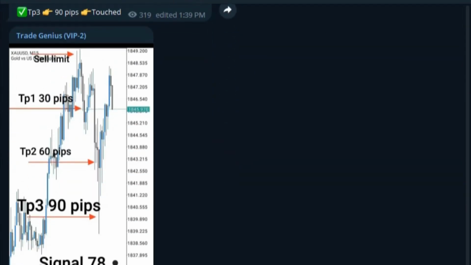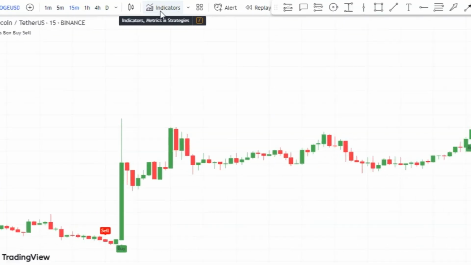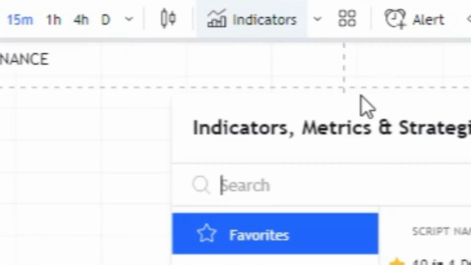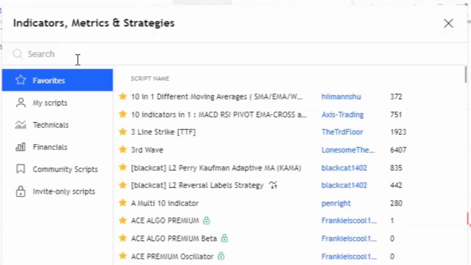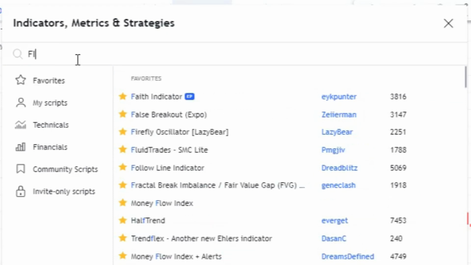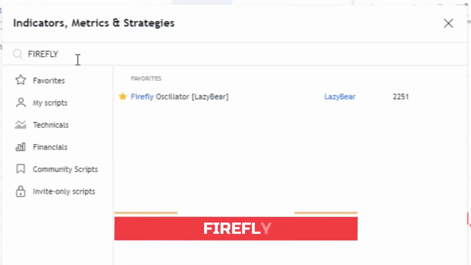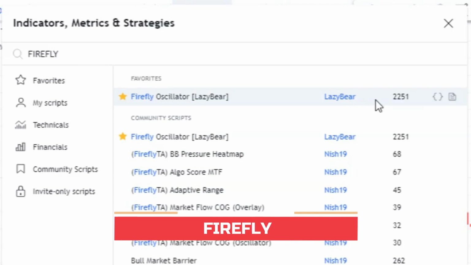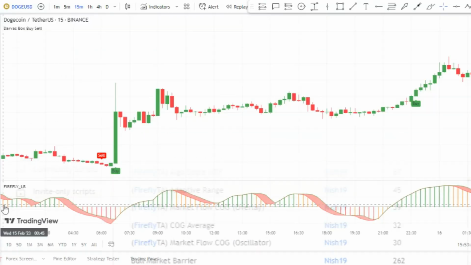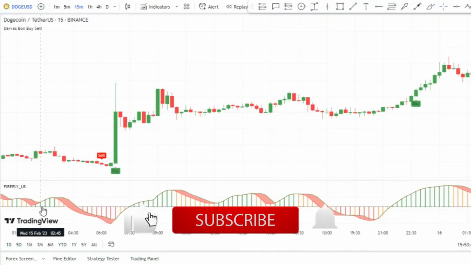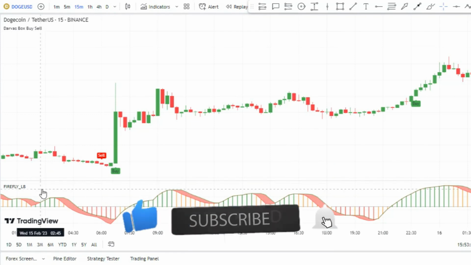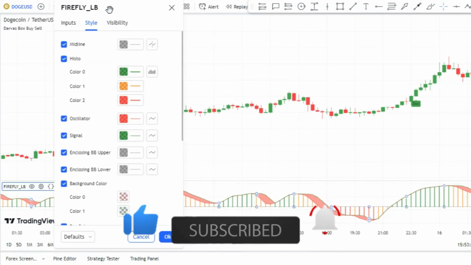To improve the accuracy of our trading strategy, we will now incorporate the Firefly indicator. This indicator will help us confirm our buy and sell signals generated by the Darvas Box Buy-Sell indicator. To adjust the settings of the Firefly indicator, navigate to the Inputs tab. Adjust the lookback length to 20.